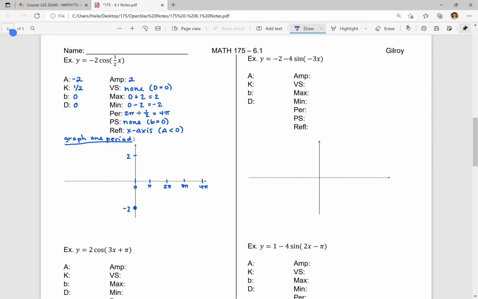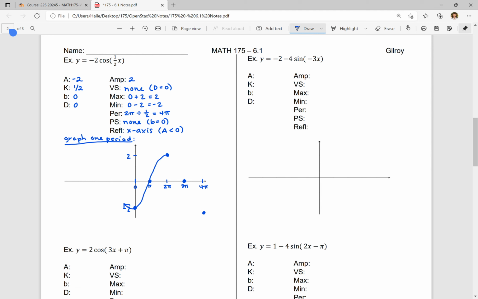And then instead of working down, like in the original cosine graph, we're going to work our way up. So we're going to go up to our next key point on the midline. Then we're going to go all the way up to the top at our third key point, back down to the midline, and then back down to the minimum. So we get this wave shape like this.